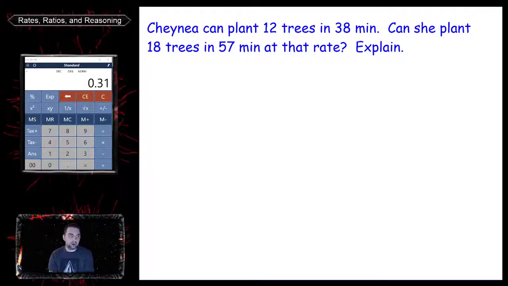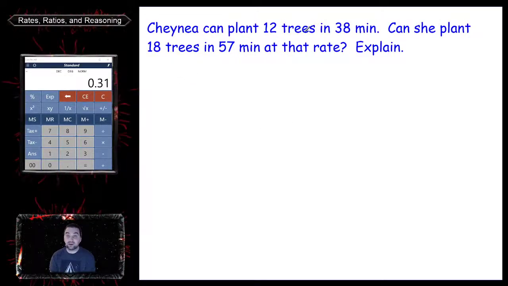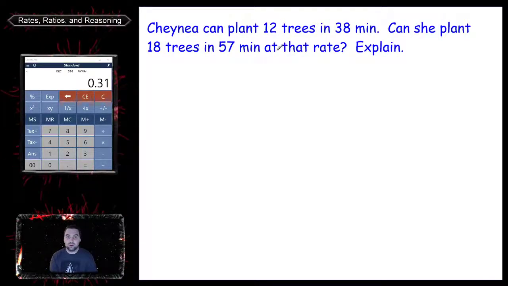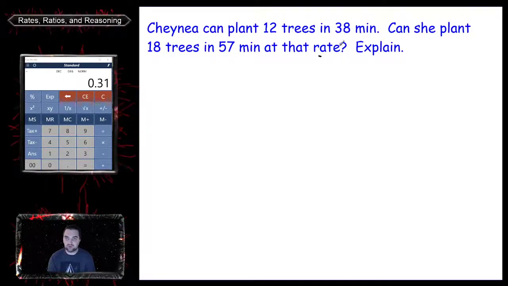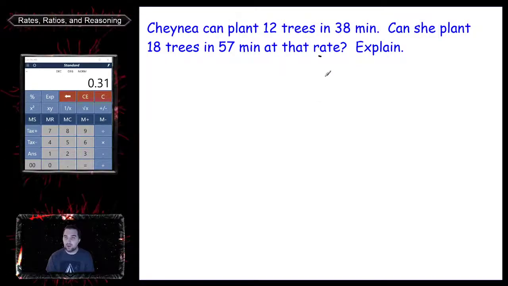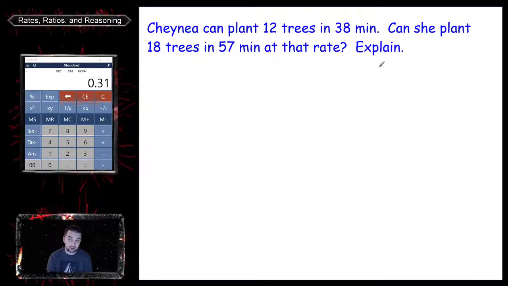Okay, moving on. Oh, look, Shania makes an entrance here. So she can plant 12 trees in 38 minutes. I already know that this is a rate, right? Because it's trees per minute. So 12 trees in 38 minutes. That's pretty good, Shania. Can she plant 18 trees in 57 minutes at that rate?